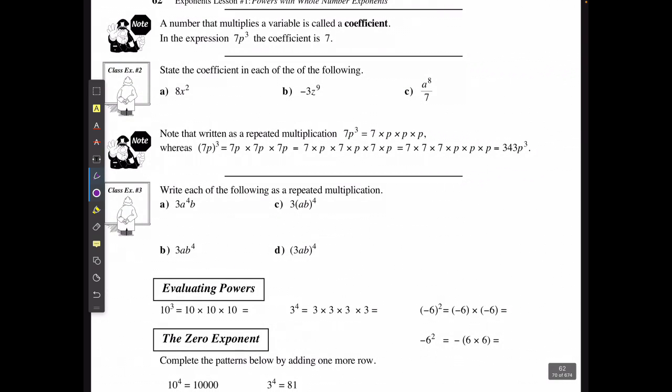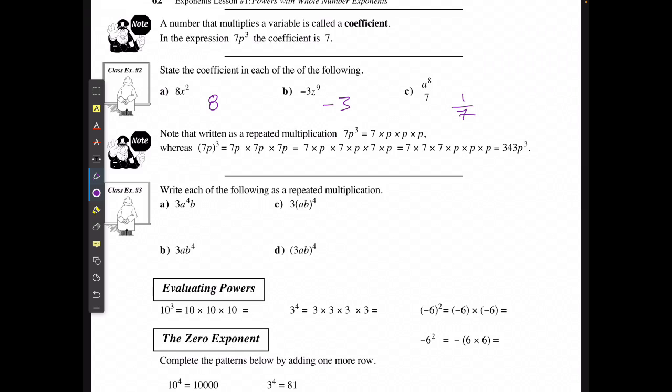A number that multiplies into a variable is called a coefficient. In the expression 7p to the power of 3, the coefficient is just 7. So if I'm stating the coefficient of each of the following, well, the coefficient for the first one would be 8. The coefficient for the second one would be negative 3. And the coefficient for the third one, divided by 7, is actually the same as multiplied by 1 over 7.